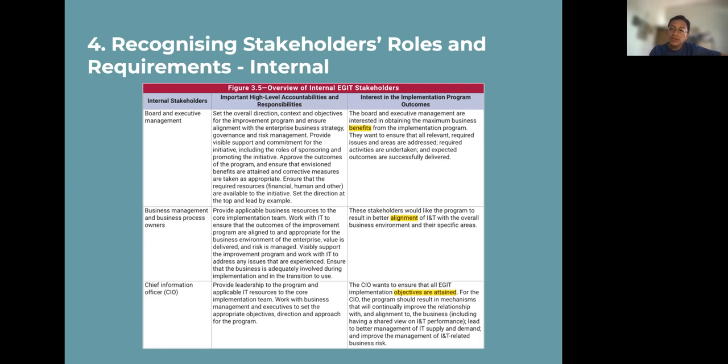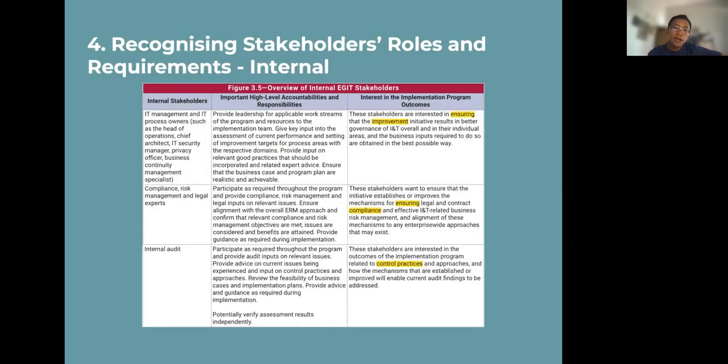They want to ensure that all the EGIT, or GEIT, will be attained. Attain means achieve. For the CIO, the programs will result in mechanisms that will continually improve the relationship between business and IT, lead to better management of IT supply and demand, and improve the management of IT related business risks. The risk, negative risk, needs to be controlled, right? We need to mitigate the identified risk, so you will perform the right controls. We have discussed risk and controls previously. They need to be matched. They come in pair actually. All right, for the internal stakeholders, we have the IT management, we have the IT process owner as well.